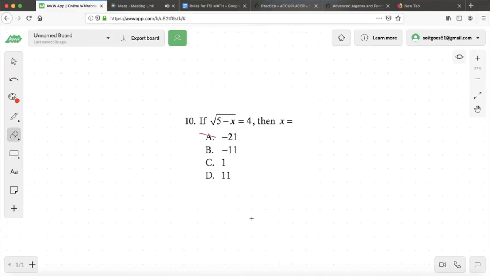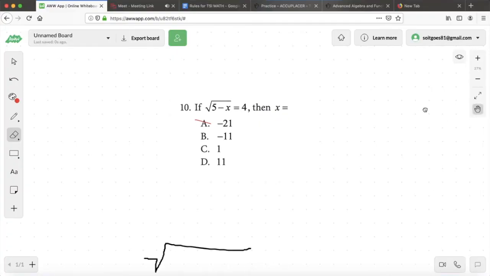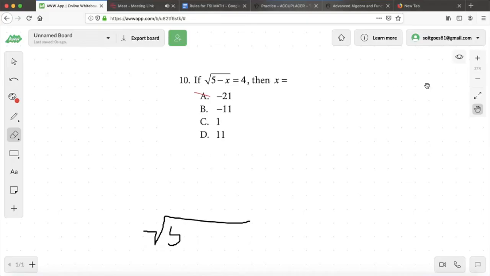I'll clear some space. Go ahead and plug in answer choice B. Yep. 5 minus negative 11, turn it to a positive. And I put that equal sign there again, I'll just erase it. Okay, so 5 plus 11 is 16, and the square root of 16 is 4. That looks really good. It works. I feel pretty confident, maybe even stopping there.